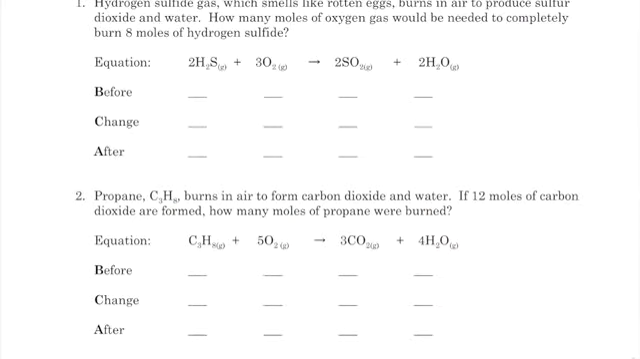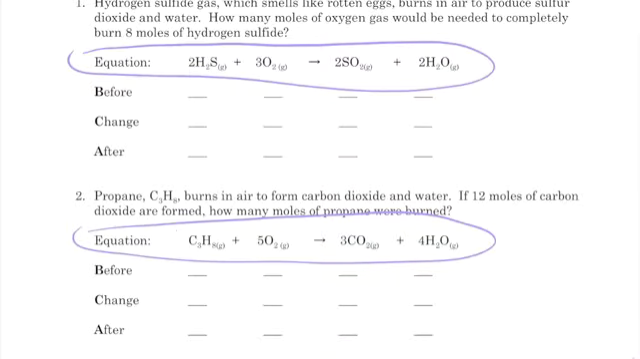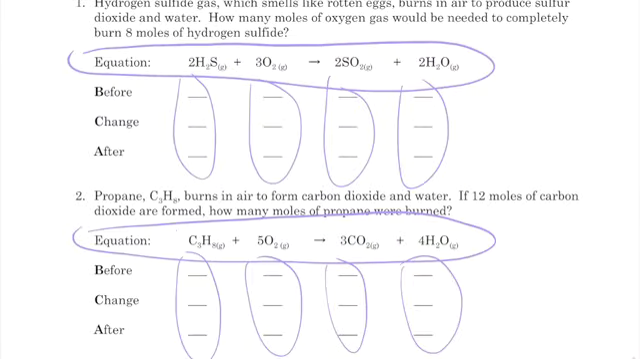One more thing, when you set up a BCA table, make sure that you put the equation at the top, okay, and that you've got these columns available underneath each of your reactants and each of your products. But the equation has to be something you write down, otherwise you won't know what sort of reaction the table is describing.